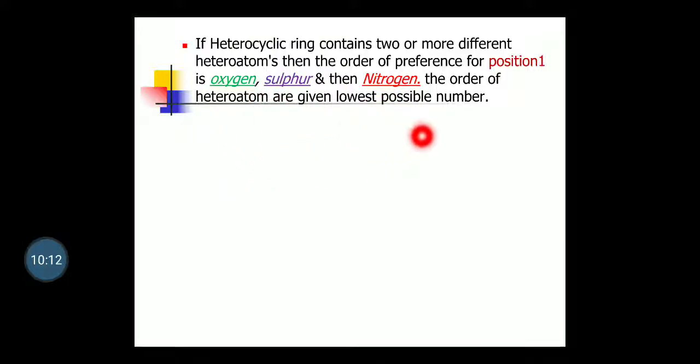So this will get clear by the next example. We see an example in which a 5-membered ring is there, and there are two types of heteroatoms, oxygen and nitrogen. So either we have to start numbering with the nitrogen or with the oxygen. That will be decided by this rule, OSN.